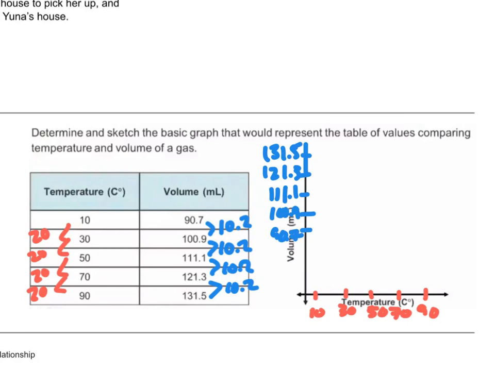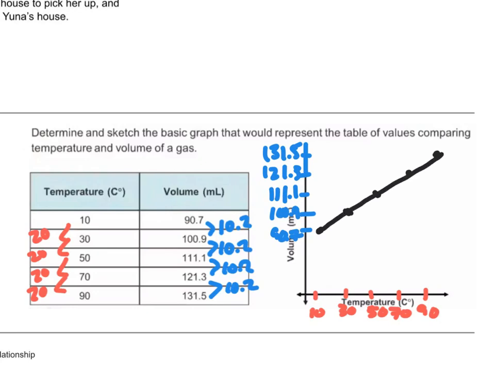Okay, so at 10, this is 90.7. When the temperature is 30 degrees, we're at 100.9 milliliters. When the temperature is 50 degrees, we are at 111.1. At 70 degrees, we're at 121.3. At 90 degrees, we're at 131.5.